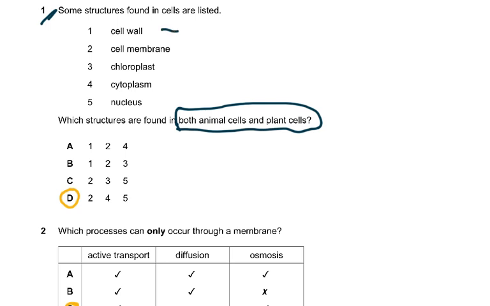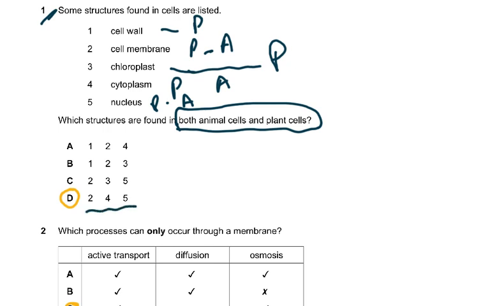So you know cell wall is only present in plant cells, cell membrane is present in plant and animal cells. So both of them. Chloroplast is present in some plant cells, not all plant cells. Cytoplasm is present in plant and animals. Nucleus is present in plant and animals. So it was 2, 4, and 5: cell membrane, cytoplasm, and nucleus, which are present in both plant and animal cells.